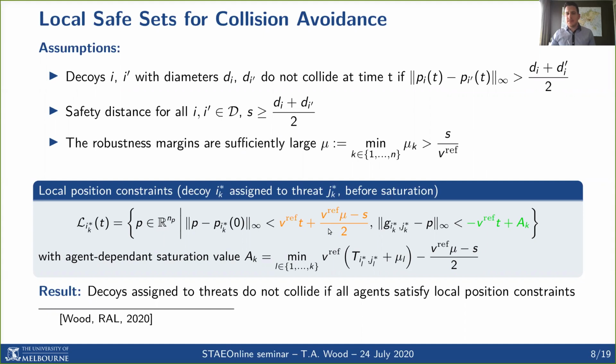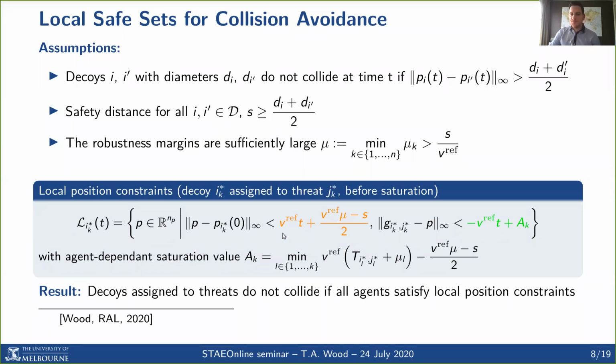So the more robust the assignment is, the bigger this bound becomes, and the more these two balls intersect. And if the robustness margin is large enough, then these balls will intersect. And so then for every agent, we have such a position constraint. And so this bound increases with time.